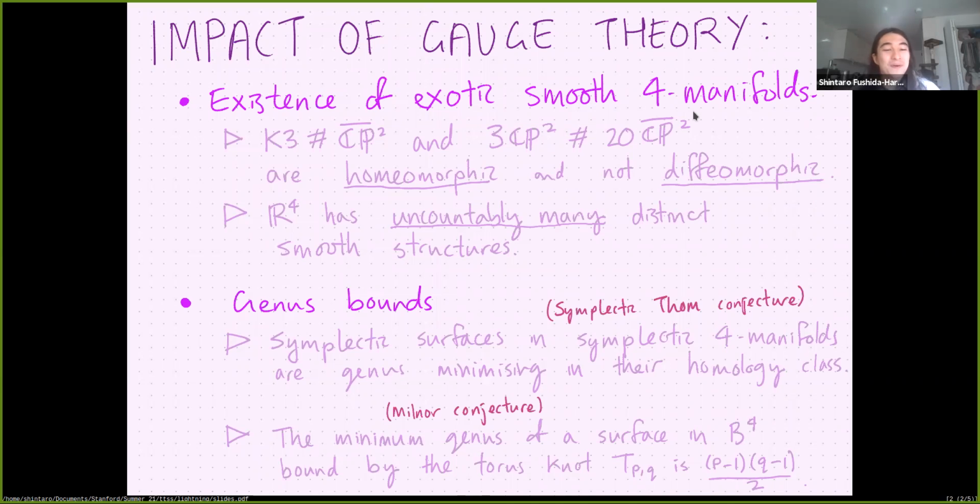So in this talk, I'm going to be focusing more on genus bounds, which are another type of problem that we can approach using gauge theory. Genus bounds refers to, let's say we've got some embedded surface in a four manifold, and we know some information, such as its homology class. Then can we find a lower bound on its genus? Using gauge theory, here are two examples of genus bound problems that have been solved.